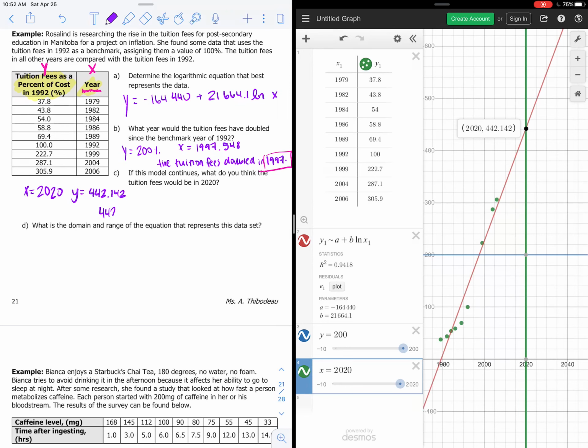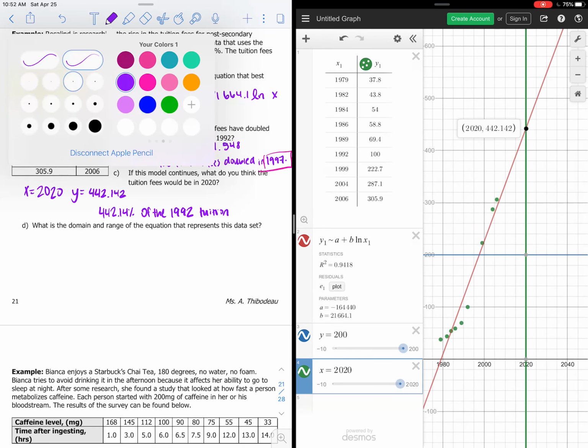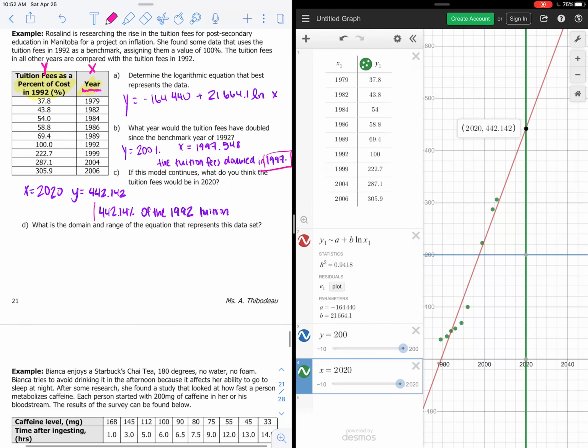So it would be 442.14% of the 1992 tuition. So essentially, it's 4.42 times as great as that tuition was in the year 1992. Okay.